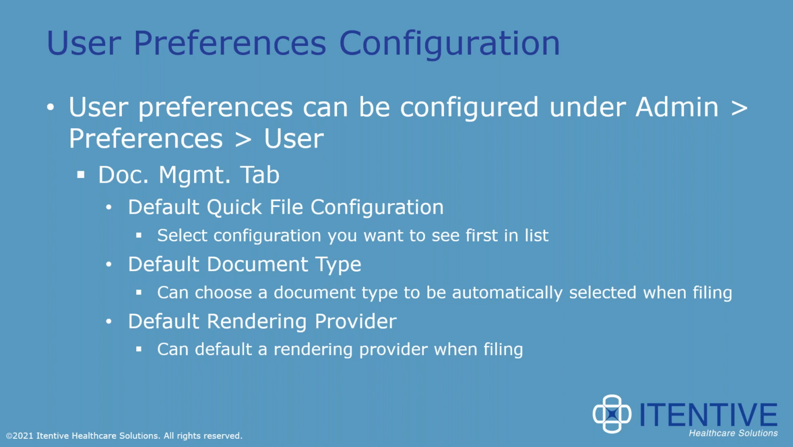I did want to point out that it's just a default to see which item you see first on the list. Whichever configuration they select here, it doesn't limit their ability to use other configurations if you have more than one set up at the practice level. Our next option is to default our document type. The selected document type in this feature would be chosen automatically when the user is in the filing window. Again, it doesn't limit their options, just saves them some time, maybe with their most commonly used document type.